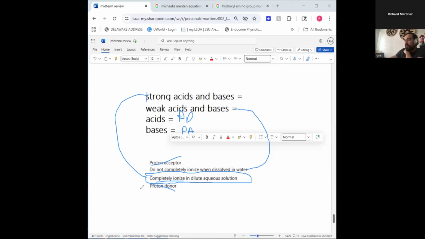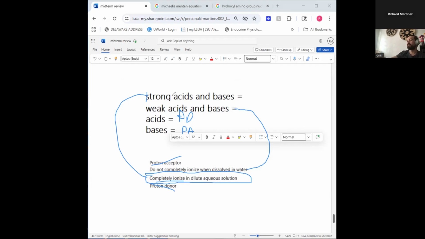Strong acids are going to completely ionize in a dilute aqueous solution. Think of an acid as a proton donor, so it gives a proton, an H plus. If it gives away a proton, that makes it an acid. Think of it as someone there to pay for your lunch. A base is someone saying, "Hey, I'll take that free lunch." They're the one that wants to take the proton.